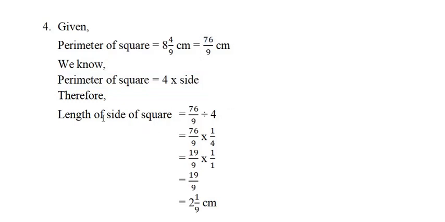So to take out the length of the side of the square, you just have to divide the perimeter by 4. So divide this 76 by 9 by 4. We already know that whenever there is the sign of division, this sign will be converted into a multiplication sign, and this number will become the reciprocal. So it will be 1 by 4. 4 how many times 76? It is 19. So 19 by 9. You can end your answer here also, 19 by 9 centimeter, or you can convert it into a mixed fraction, that is 2 whole number 1 by 9 centimeter.